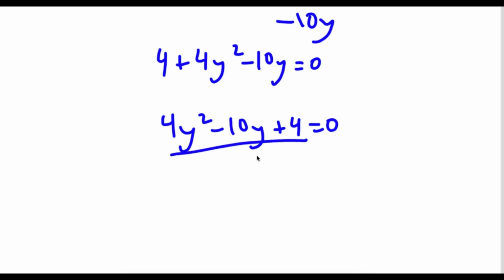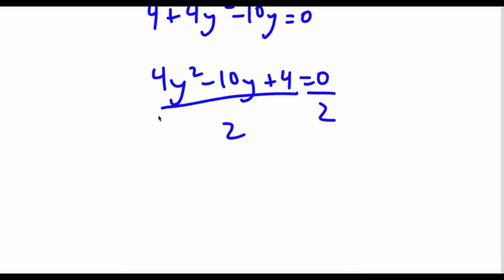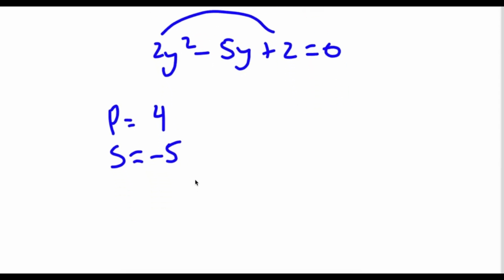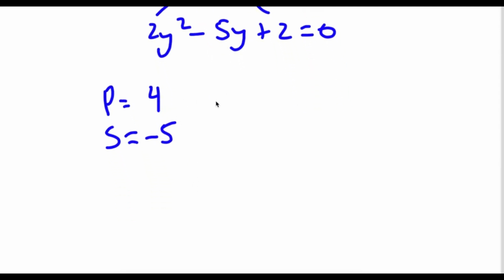Now, I can divide both sides by 2. So 4y squared divided by 2 is 2y squared, minus 10y divided by 2 is 5y, plus 4 divided by 2 is 2. This is equal to 0. Now, I have to find two numbers with the product of 2 times 2, which is 4, and with the sum of negative 5. So these two numbers could be negative 4 and negative 1, because negative 4 times negative 1 is 4, and negative 4 plus negative 1 is negative 5. So negative 4 and negative 1.